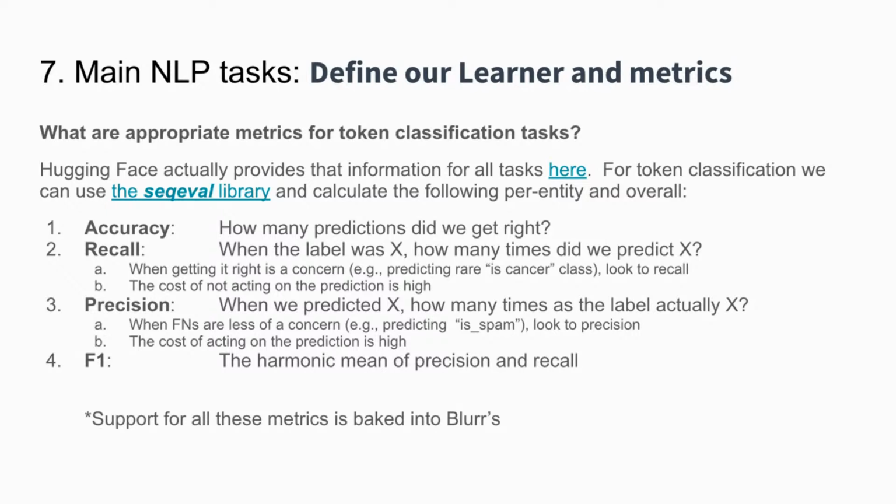For the most part, I would imagine that for token classification, both are important, and so we would want to look more to the F1 score, which is a harmonic mean of precision and recall. So it's a score that balances those two metrics and, in a sense, gives us an average of the two. And support for all these metrics is baked into Blur.